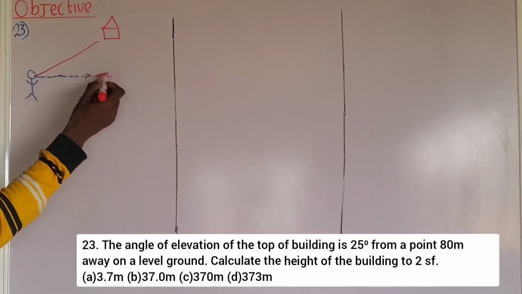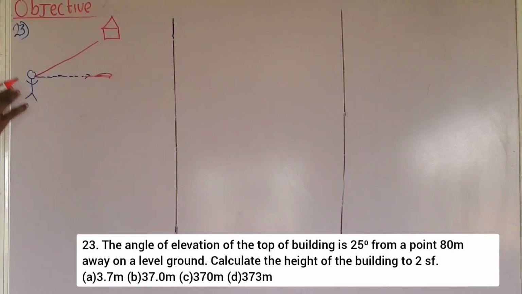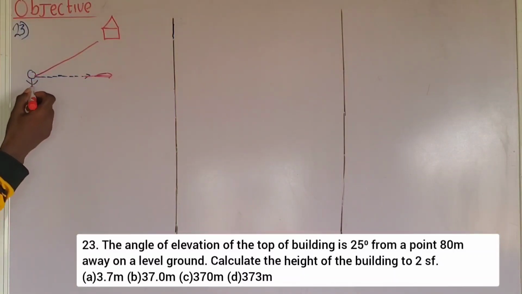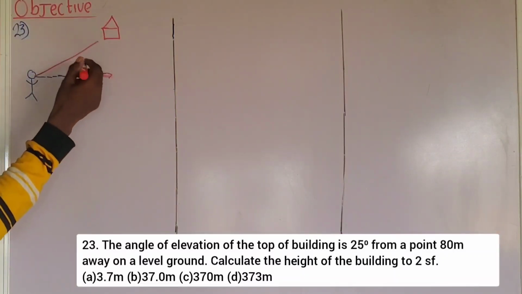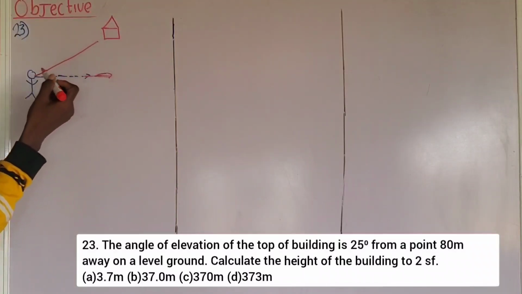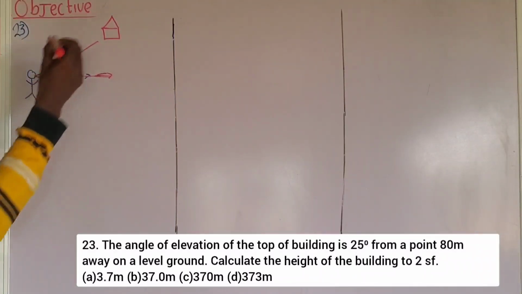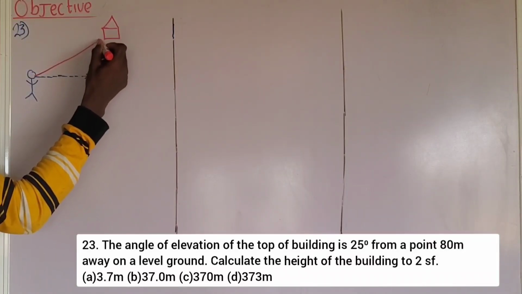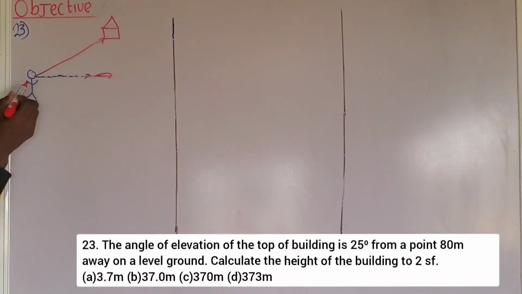I'm just using this as an example so that you understand the meaning of the question, okay? Angle of elevation is the angle between the eye level and the top. Let's say the boy intentionally wants to look at how beautiful the house is, so he raises his head above. Now, the angle between the eye level and this is what we call the angle of elevation, okay?